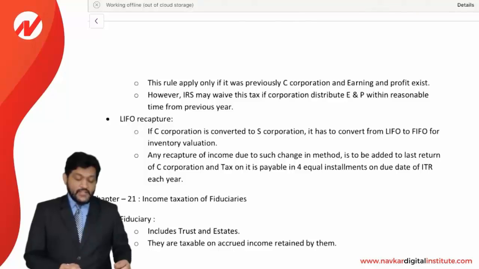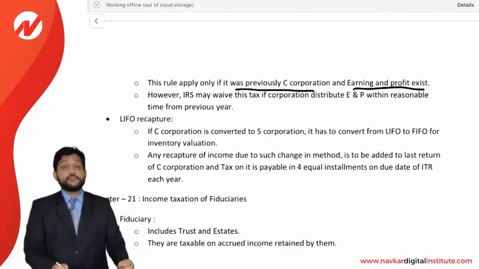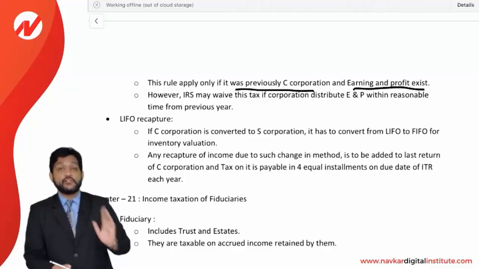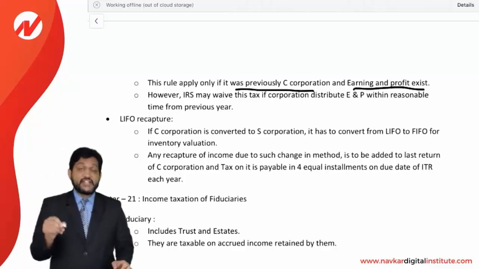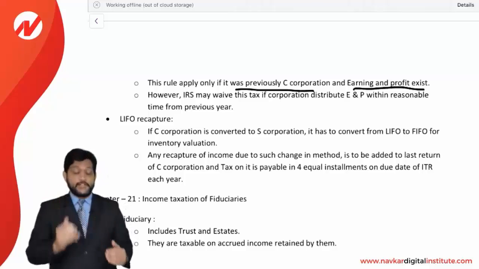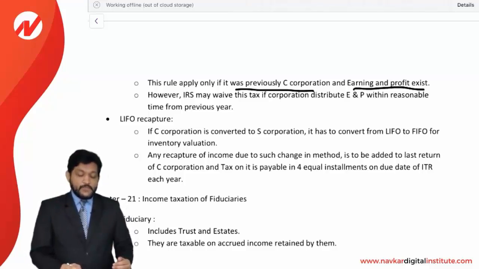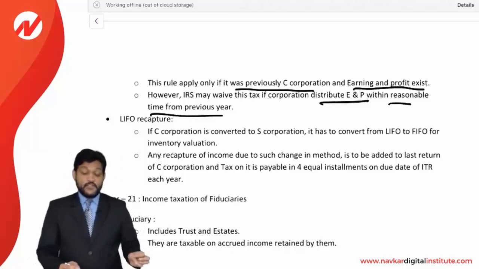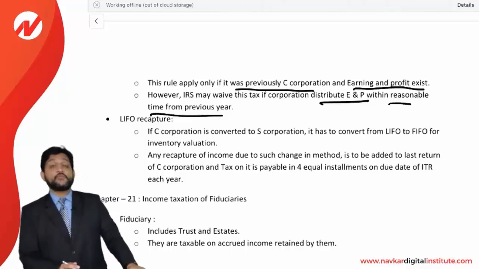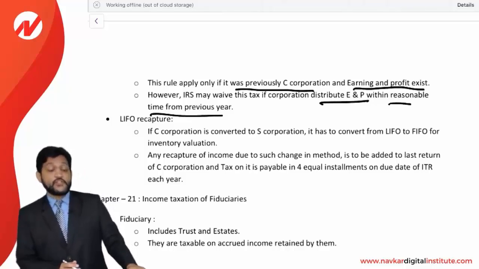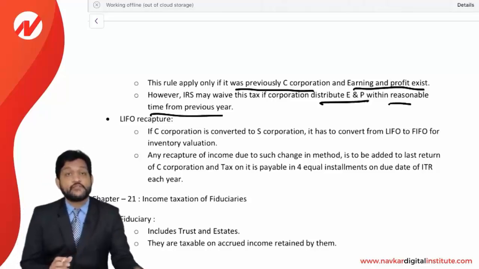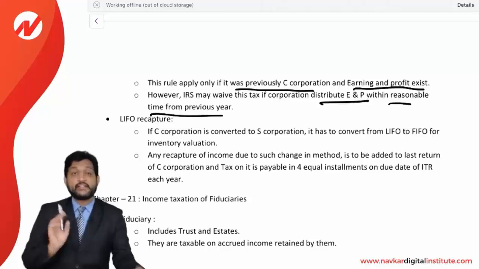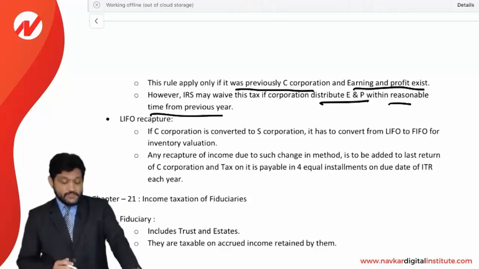These rules apply only if it was previously a C corporation and earnings and profits exist. So this passive investment income rule is applicable only if it was previously a C corporation, it has now moved to S status, and it had earnings and profits when it was converted. However, the IRS may waive the tax if the corporation distributes the E&P within a reasonable time from the previous year. If the earnings and profits at the time of conversion exist, but the corporation agrees that they will be distributed within a reasonable time and the IRS gives permission, then this tax can be eliminated with the permission of the IRS.